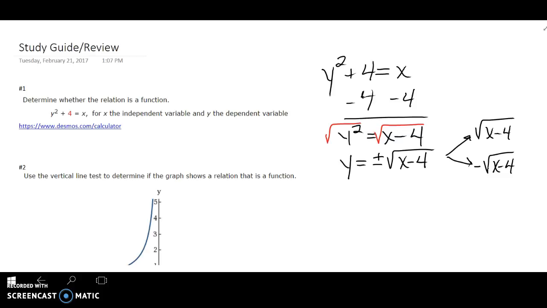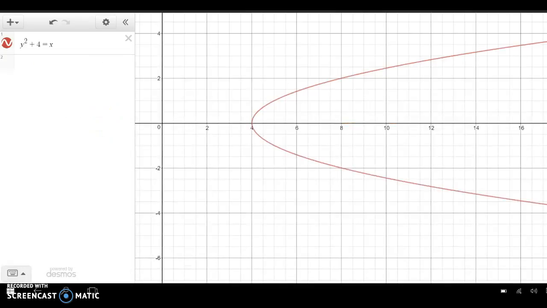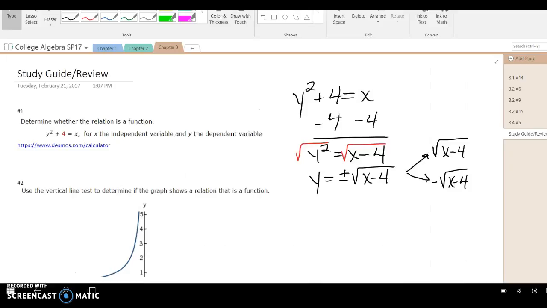We already know that going in, but let's go ahead and look at the graph just to confirm. So I'm going to go to my online calculator. Okay, so here is what the graph looks like, and you can see that it's a sideways parabola. If we use the vertical line test, would this graph pass? The answer is no, it would not pass the vertical line test.